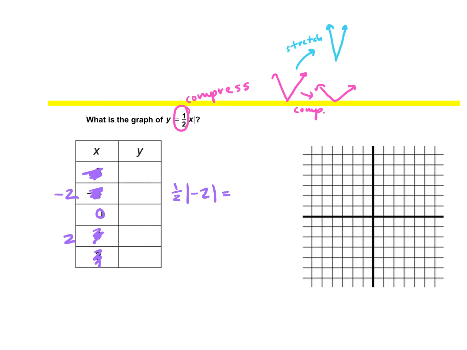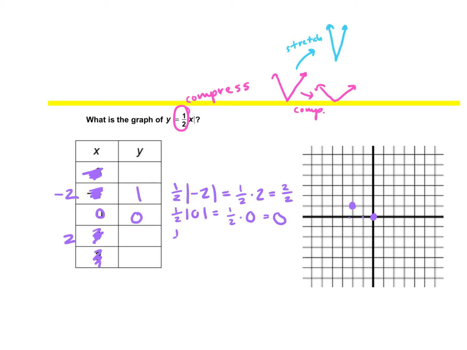So what's the absolute value of -2? 2. So what's 1/2 times 2? 1. So this would be like 2 over 2, which is 1. So I'm going to go to the left to -2 and up to +1. And then I plug in 0. So 1/2 times the absolute value of 0. What's the absolute value of 0? And what's 1/2 times 0? 0. So I plugged in 0 and got 0, so there's my second point.